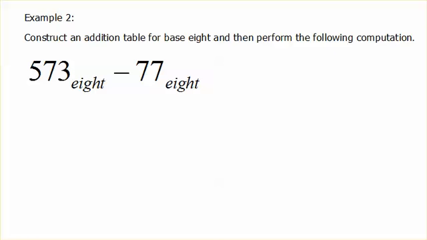So keep in mind we're working in base 8, so we can only have 8 digits. So that would be 0, 1, 2, 3, 4, 5, 6, and 7. Once we get to 8, now we're talking about a group of 8, so that would be a next column.